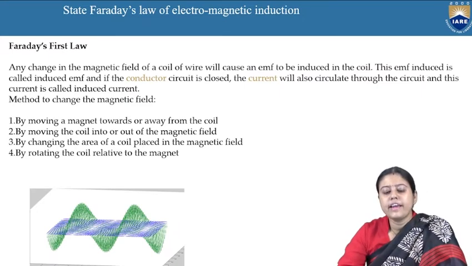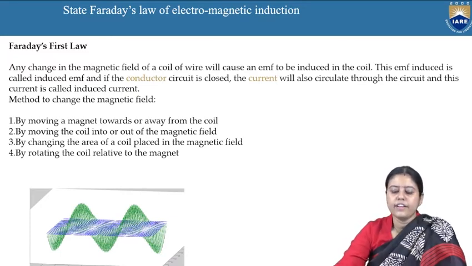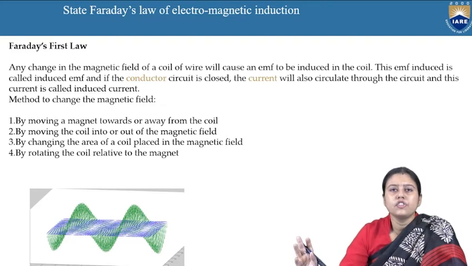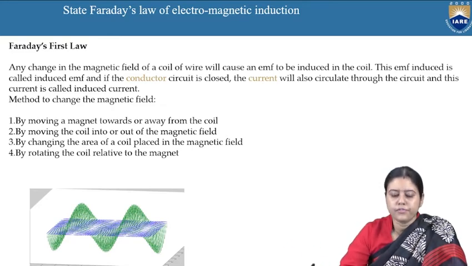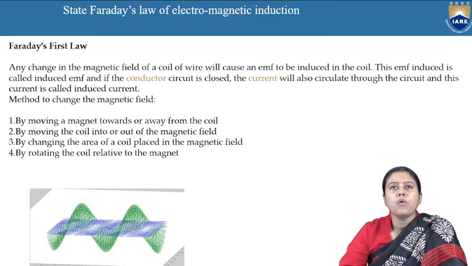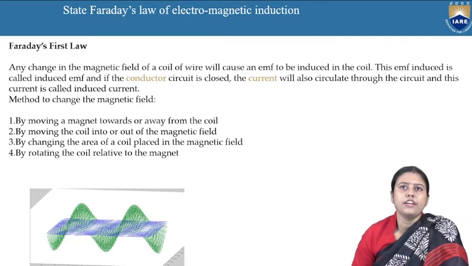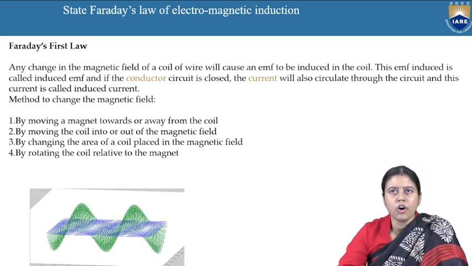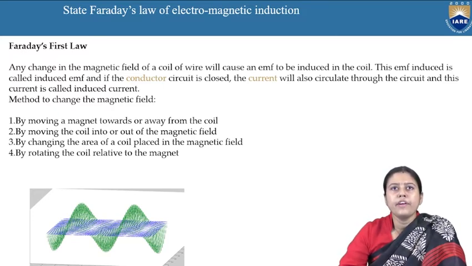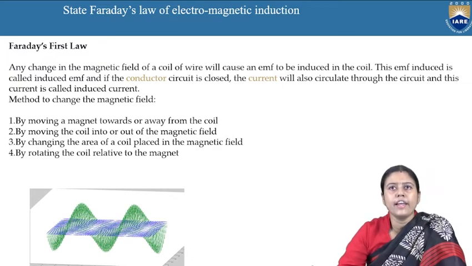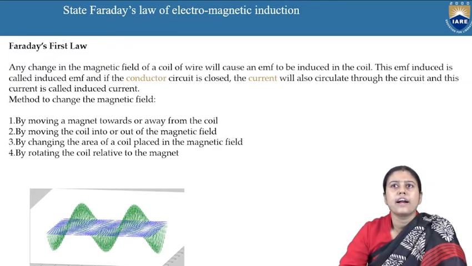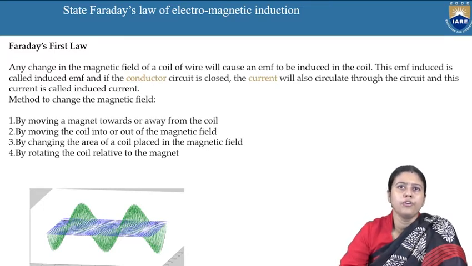Next question: state Faraday's law of electromagnetic induction. There are basically two laws, Faraday's first law and Faraday's second law. What is Faraday's first law? Any change in the magnetic field of a coil of wire will cause an EMF to be induced in the coil. The EMF induced is called the induced EMF, and if the circuit is closed, current will also flow, and this current is known as the induced current.